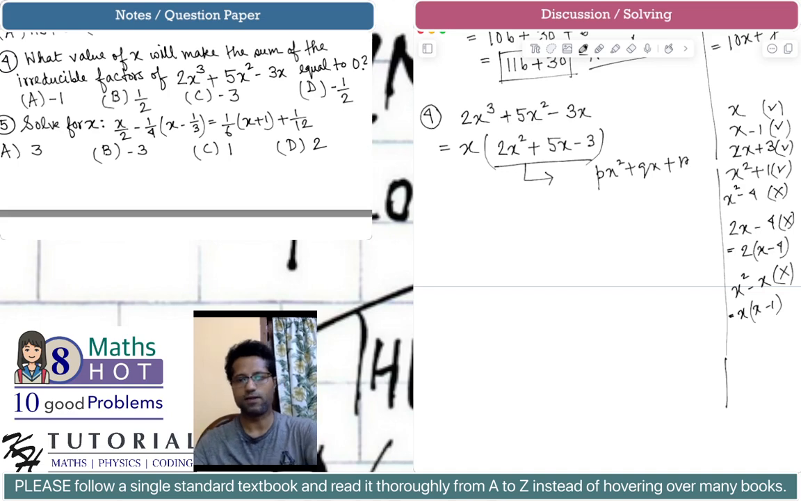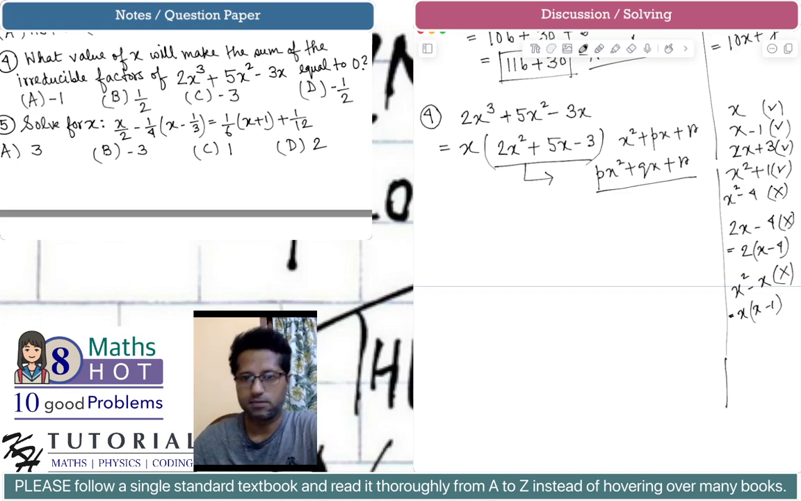So we know how to factorize two types of quadratic trinomial. One is px square plus qx plus r. Another one is x square plus px plus r. Now let's talk about the first case, because 2x square plus 5x minus 3 is of the form px square plus qx plus r.